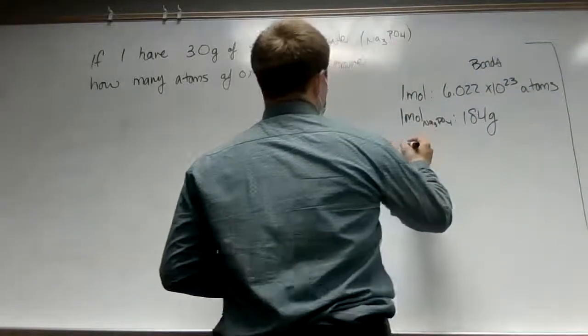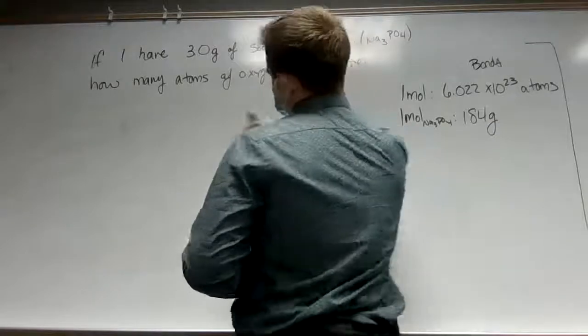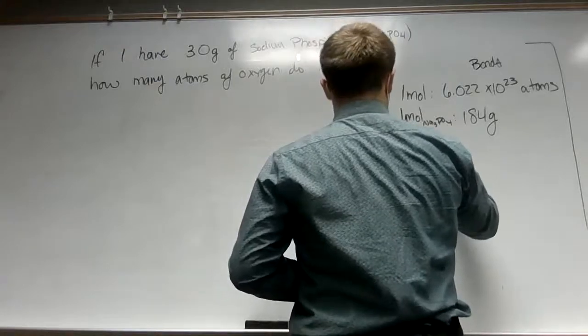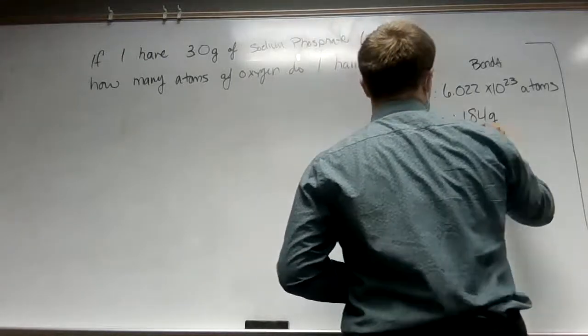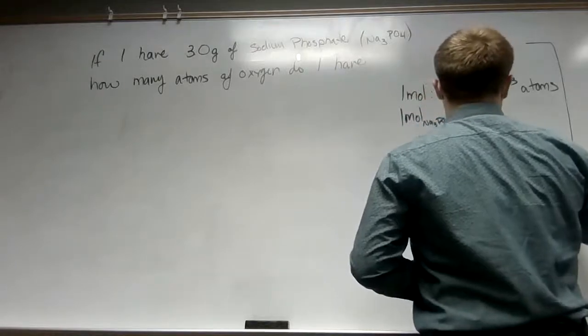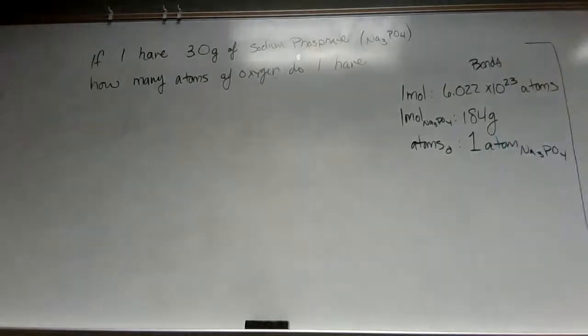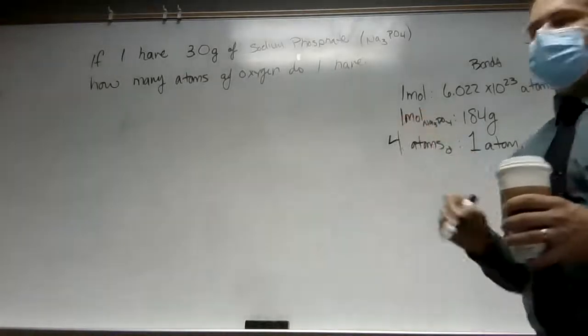Last bit that I want to talk about is, so I have atoms of oxygen. So how many atoms of oxygen are in 1 atom of sodium phosphate? Anybody want to take a guess? We've got Na3PO4. Not a trick question. Four.